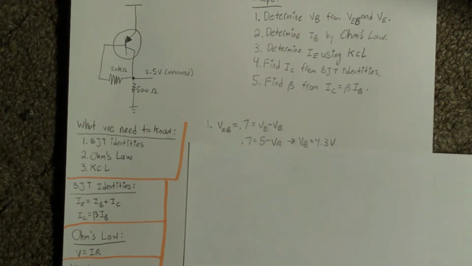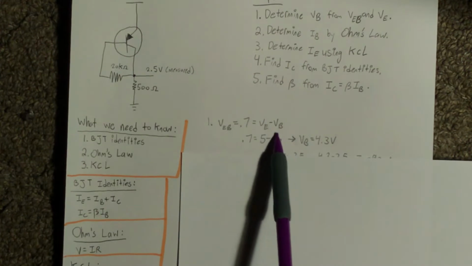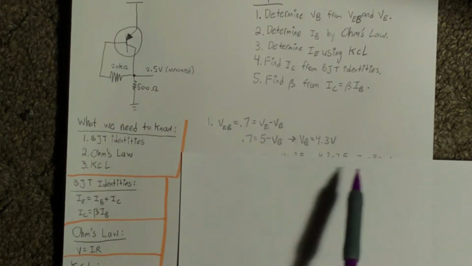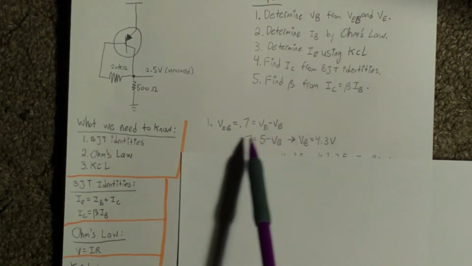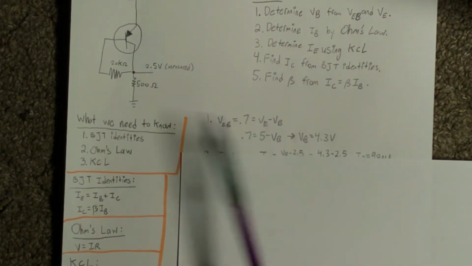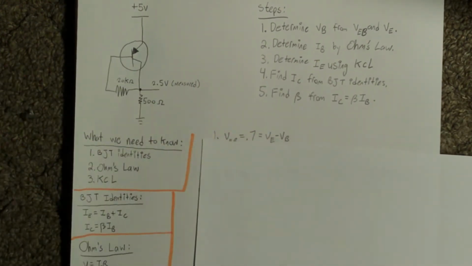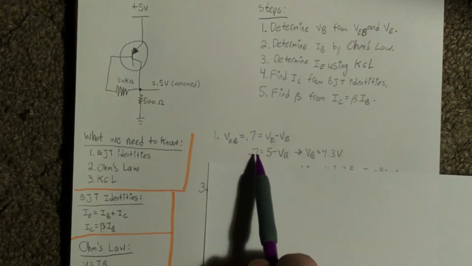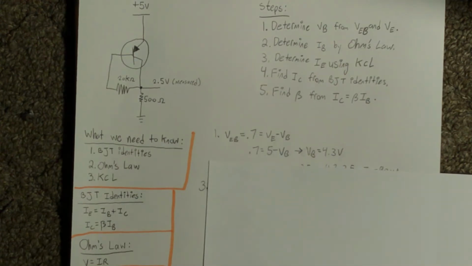So first, we are going to determine VB. And so we're already given VEB, and again, it should be intuitive, 0.7 volts. And that's just equal to VE minus VB. And again, this is PNP, so it's not VB minus VE. That's for NPN. PNP is VE minus VB. And we already know VE. From up here, it's given to us as 5 volts. So we can simply write this as 0.7 equals 5 minus VB. And that leaves us with VB equaling 4.3 volts.